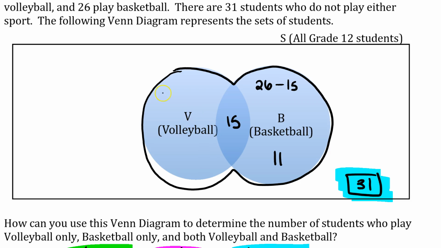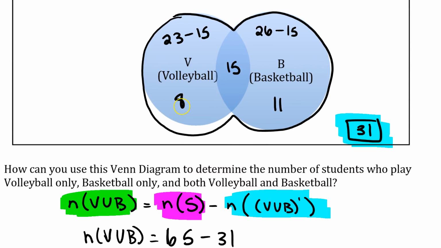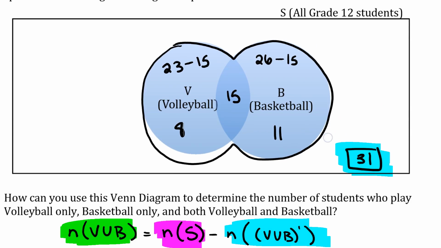Same with this side, volleyball. You say 23 students play volleyball, but we say 23 in this whole circle, but 15 students play both, so we can't double count those students. So 23 minus 15 is going to be 8. So if we were to add 15 plus 11 plus 8, that should be our union number. That should be 34. Let's do the math here. 15 plus 8 is 23. 23 plus 11 is 34. Bingo! We got it.